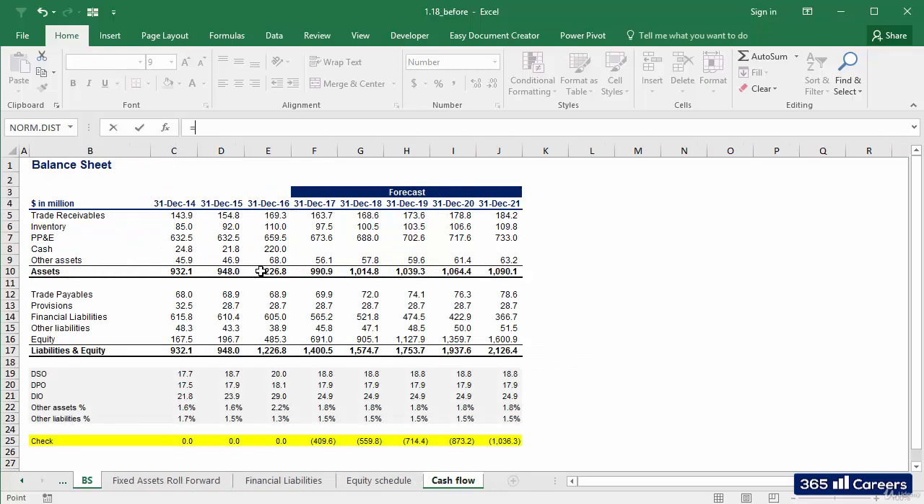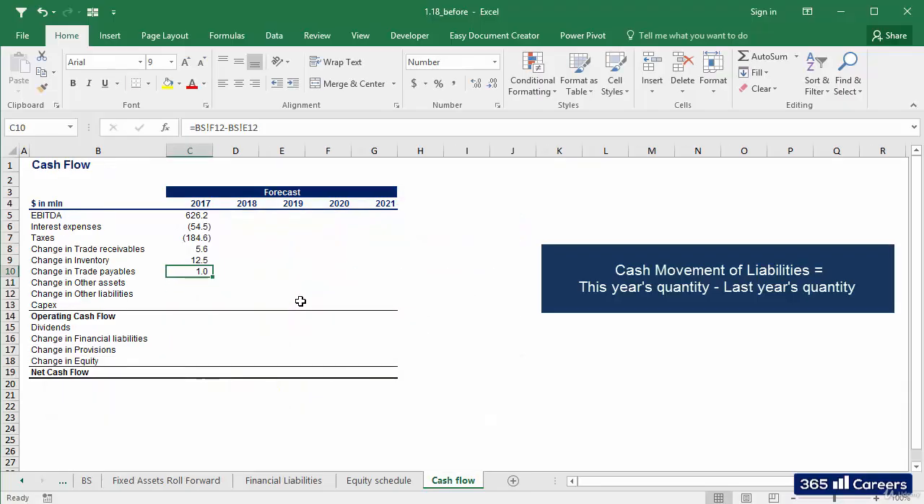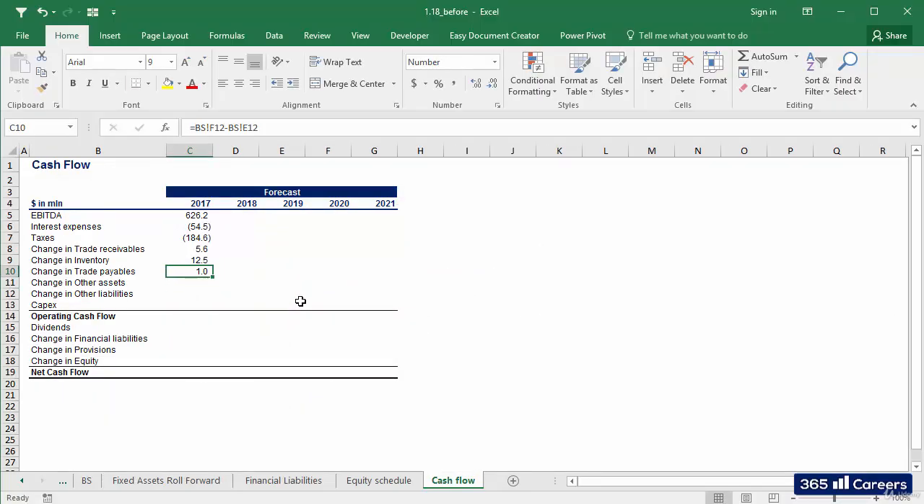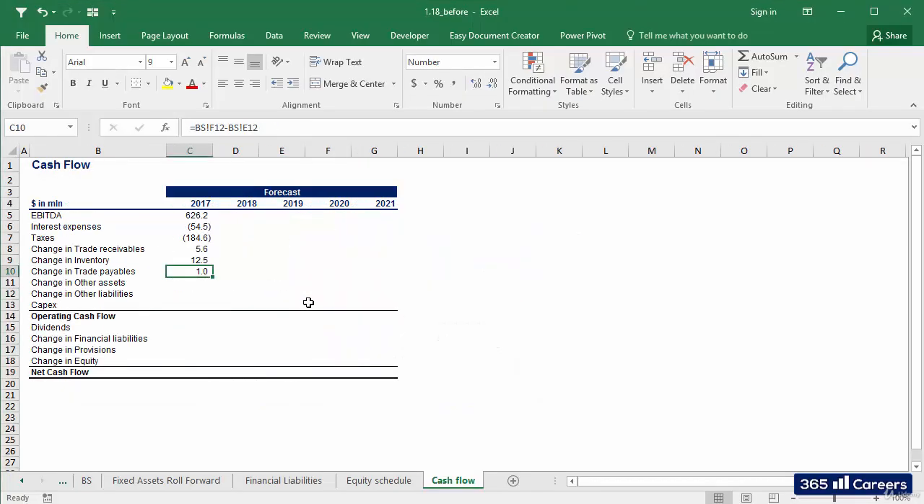Next, we have trade payables. They are a liability, and their increase generates cash. Hence, we would not put a minus sign in front of the formula, which calculates cash movements for liabilities. Their increase translates in a cash inflow. We are subtracting the amount of trade payables at the end of 2016 from the amount at the end of 2017. Next, we must calculate the cash movements of other assets and other liabilities.